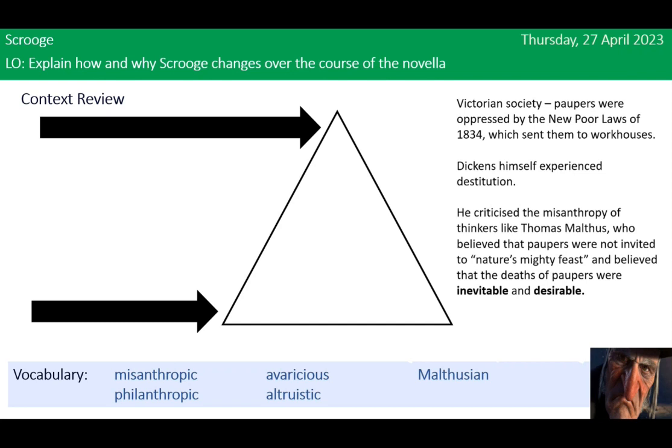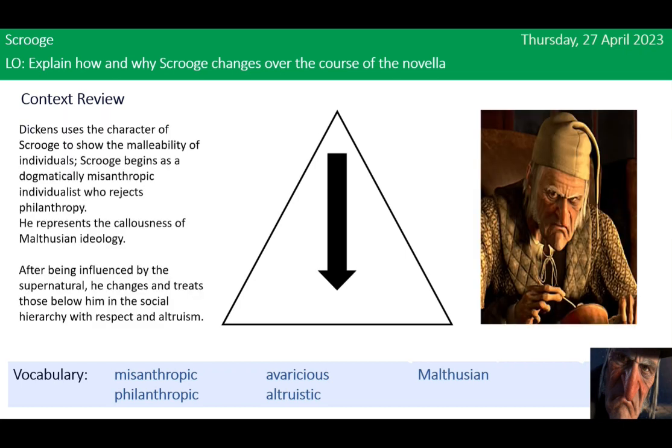He criticized the misanthropy of thinkers like Thomas Malthus, who believed that paupers were not invited to nature's mighty feast, and that the death of paupers was inevitable and desirable. So Thomas Malthus desired for paupers to die, so there was more food for the wealthy classes. And Scrooge is compared to that man, Thomas Malthus.